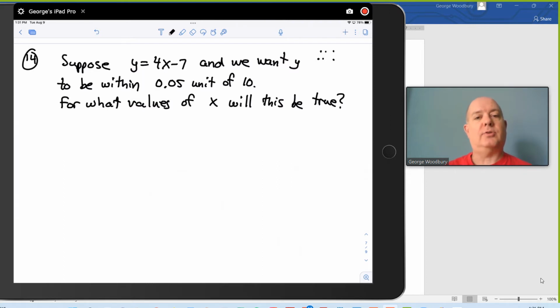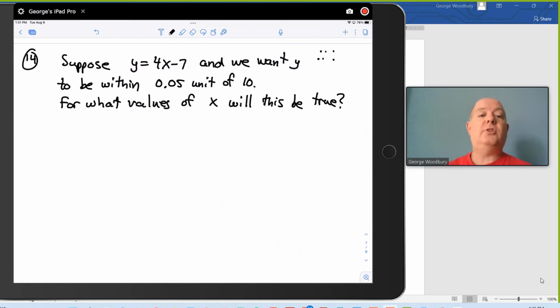We're going to be working with tolerance, using an absolute value inequality to put some kind of a bound on another variable. I'll show you what I mean. Suppose y equals 4x minus 7, and we want y to be within 0.05 unit of 10. For what values of x will this be true?